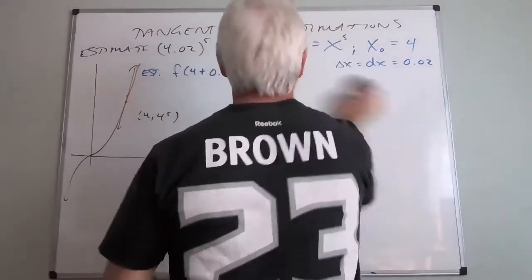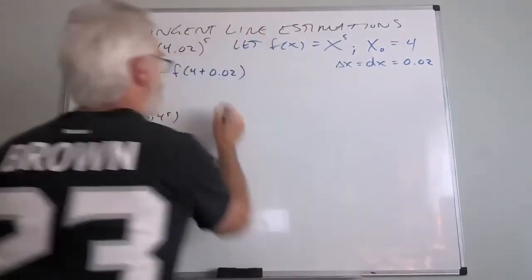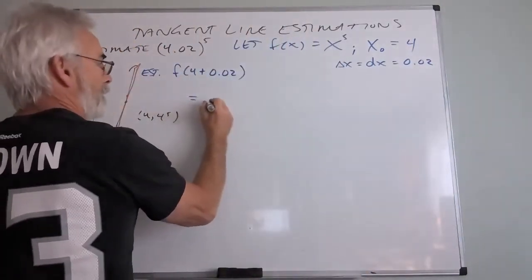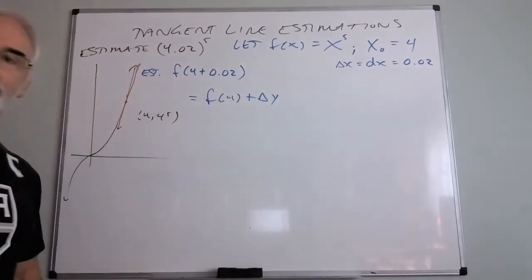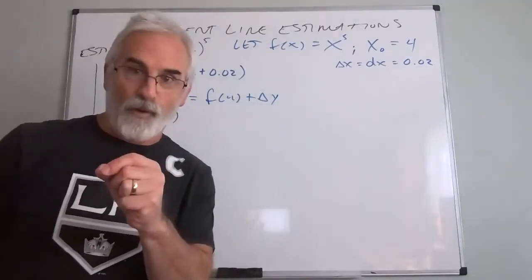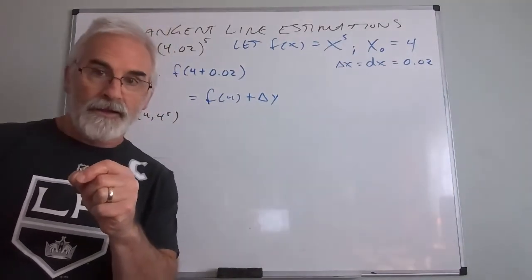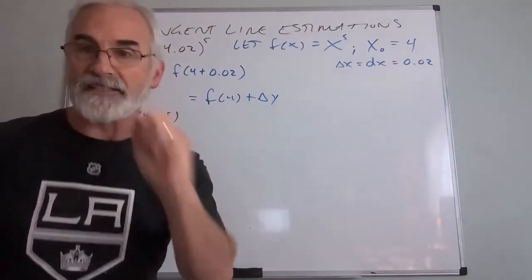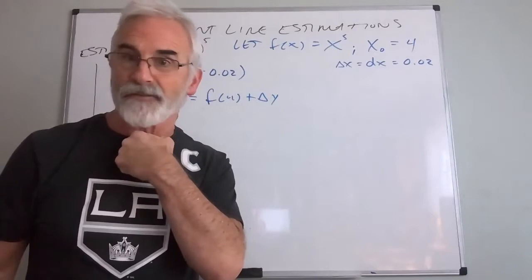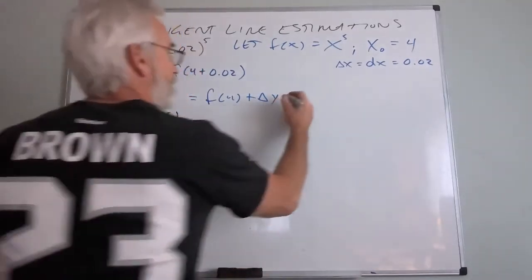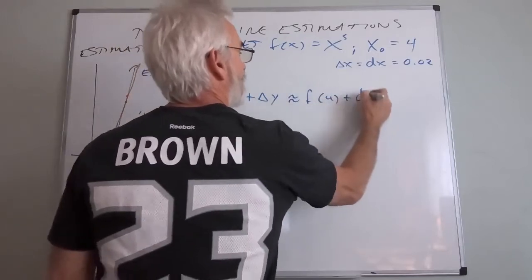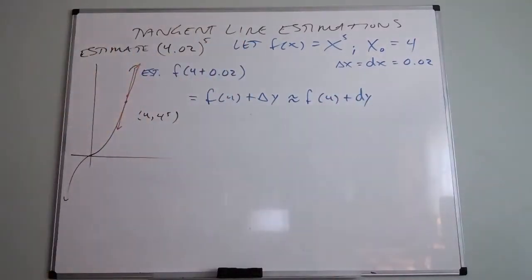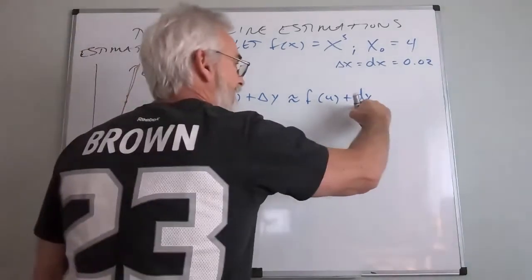And this is what you did in Calc 1, I hope. This quantity is equal to f of 4 plus the actual change in y. So I went from 4 comma f of 4, and I moved up delta y. That's exactly where I am on the curve. Problem is, I don't know what that value is, so I'm going to estimate this with f of 4 plus dy. And as we know, this one is easy to figure out.